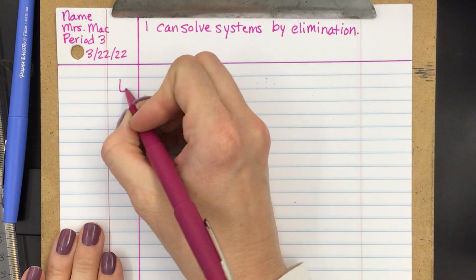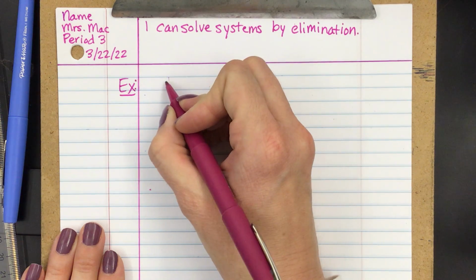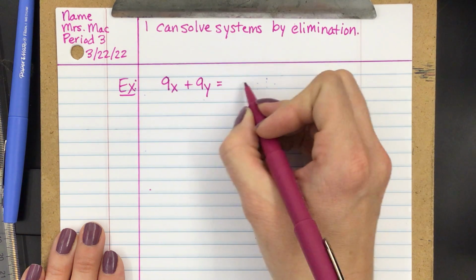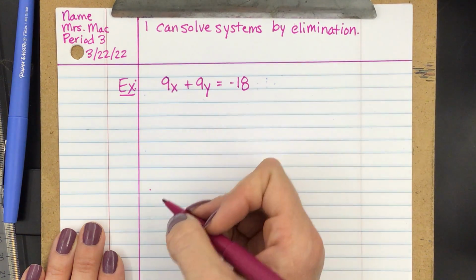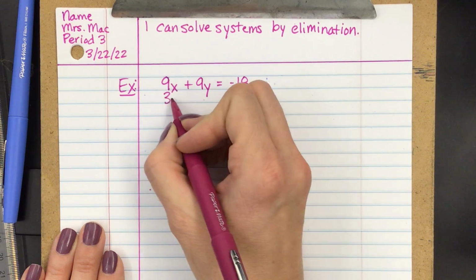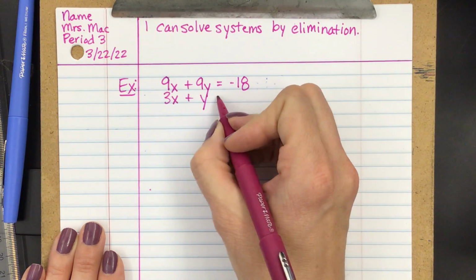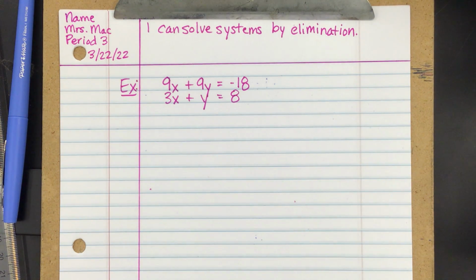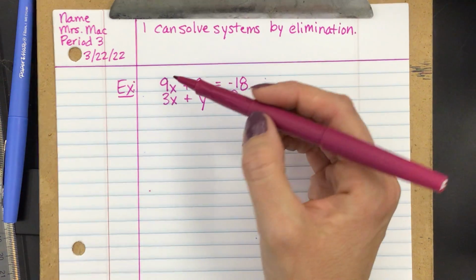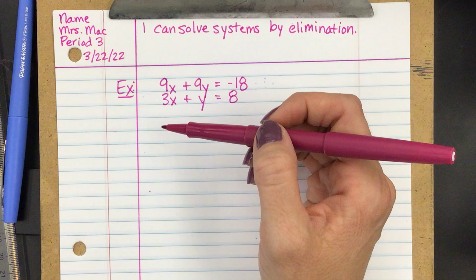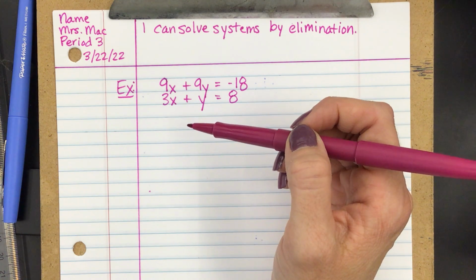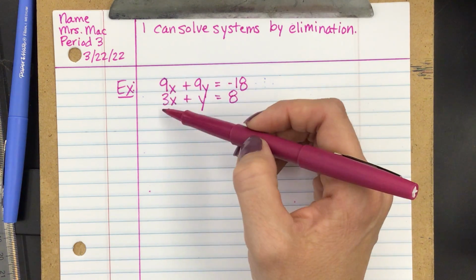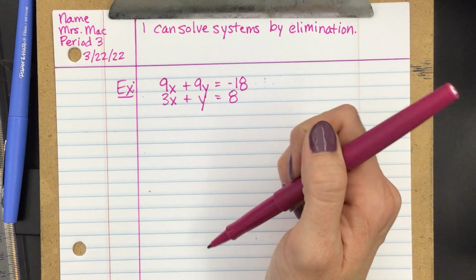So for example, we have these two equations: 9x plus 9y is equal to negative 18, and 3x plus y is equal to 8. Last time we looked at the coefficients in front of the variables to see if we could add or subtract and have a whole variable eliminated. But in this case, there's nothing. This is a 9, this is a 3, this is a 9, this is a 1. It's not going to work the way that it is.